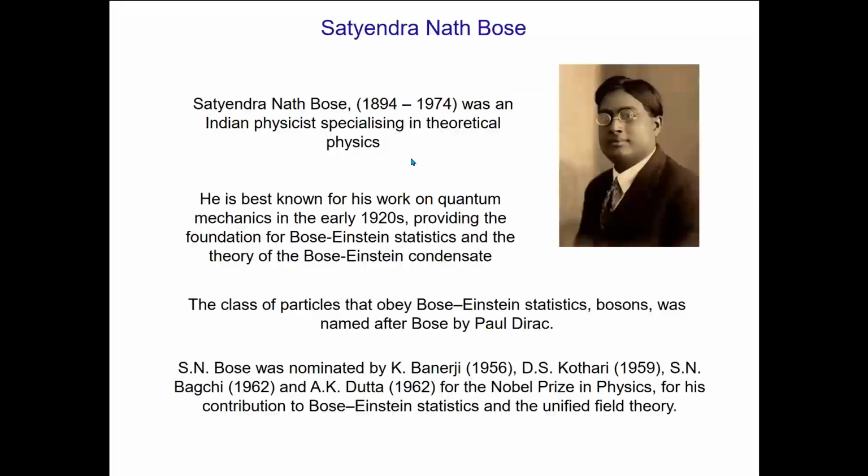Okay, who was Bose? Bose was an Indian physicist specializing in theoretical physics, best known for his work on quantum mechanics in the early 1920s, and he provided the foundation for Bose-Einstein statistics and the theory of the Bose-Einstein condensate. He was actually nominated several times by his colleagues for the Nobel Prize in physics for his contribution to Bose-Einstein statistics and the unified field theory. But he never got it.